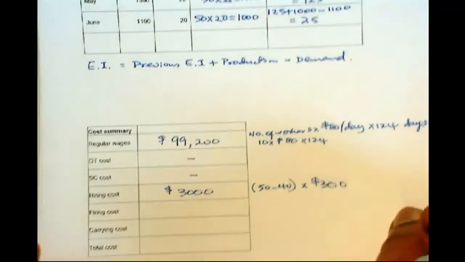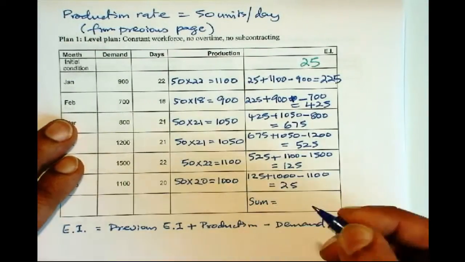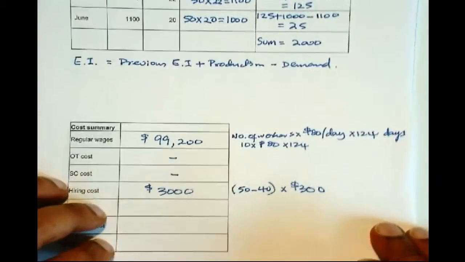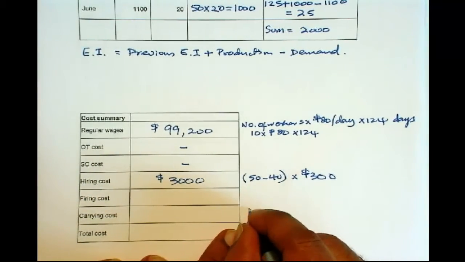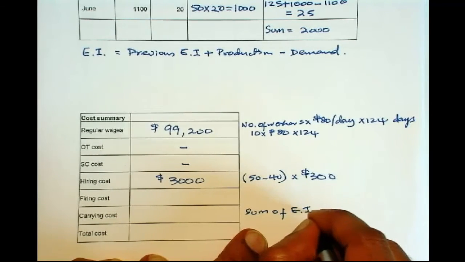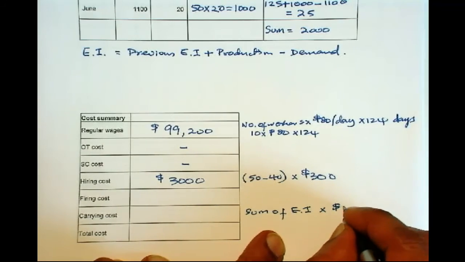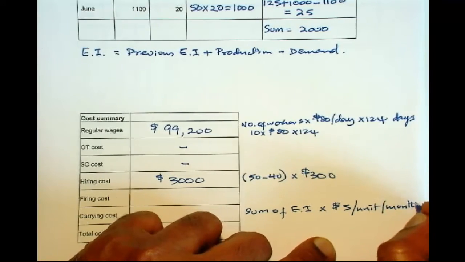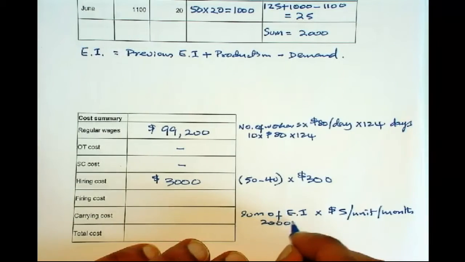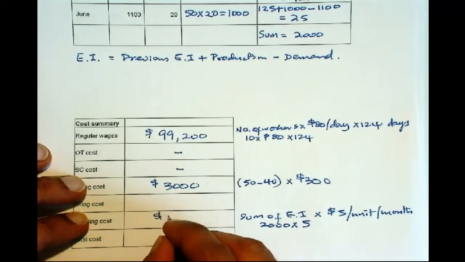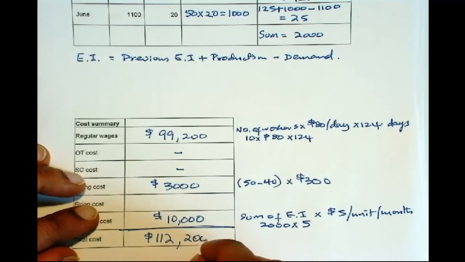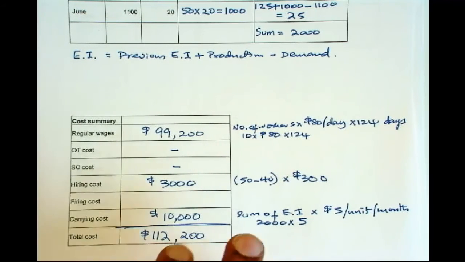Now carrying cost: you have to sum the ending inventories. You sum the ending inventories, you get 2,000. So our carrying cost will be sum of E.I., that's ending inventory, times $5 per unit per month. That is 2,000 times 5, which will give you $10,000. So the total cost then is $112,200. And this is the cost for the level plan.